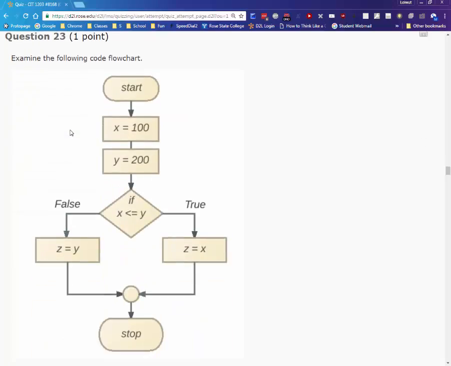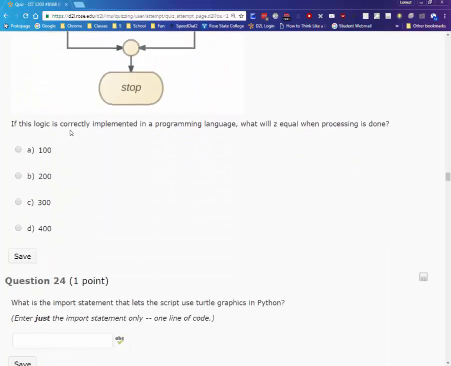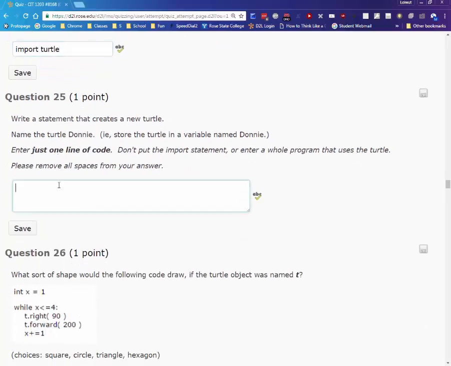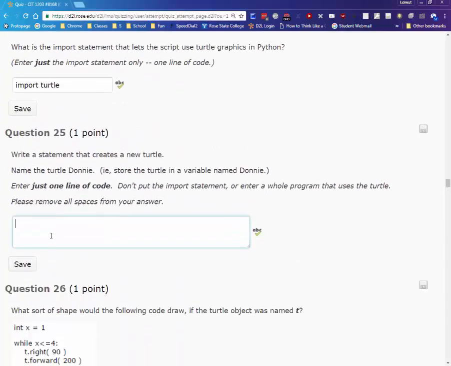I think the vast majority of people got that one right, the flowchart. How do we import turtle? Well, it's just import turtle. More people got this one wrong. How do we create a turtle? Well, if we've done import turtle already, then we do Donnie is equal to turtle dot Turtle with a capital T and then parentheses. Some people left the parentheses off. I think I gave you majority credit if you did that, probably not 100%.